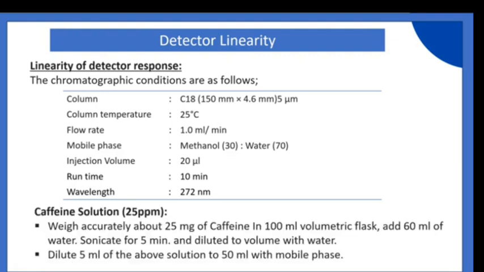We will prepare 25 ppm caffeine solution. For this, we weigh 25 mg of caffeine in a 100 ml volumetric flask, add 60 ml of water and sonicate to dissolve, and dilute to volume with water. Further dilute 5 ml of the above solution to 50 ml with mobile phase.